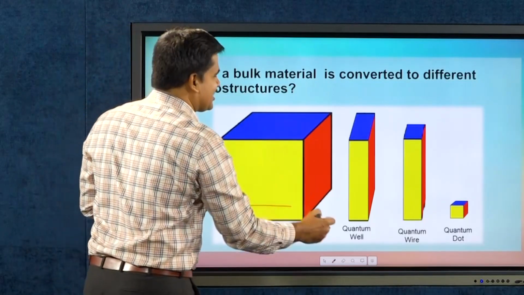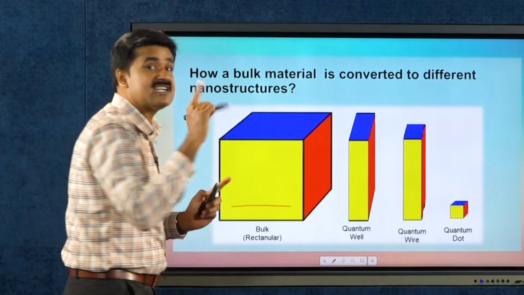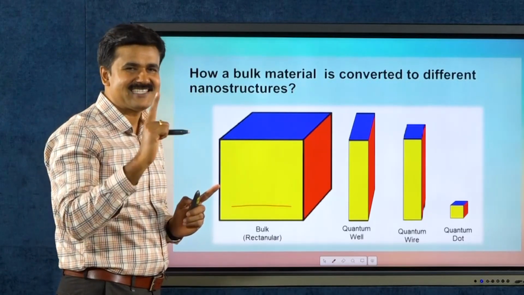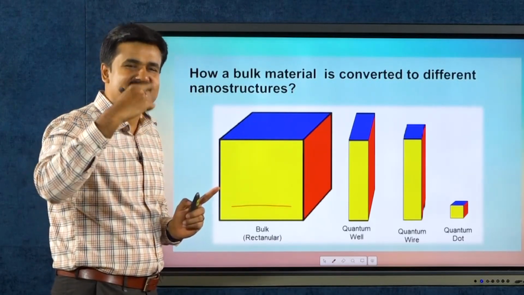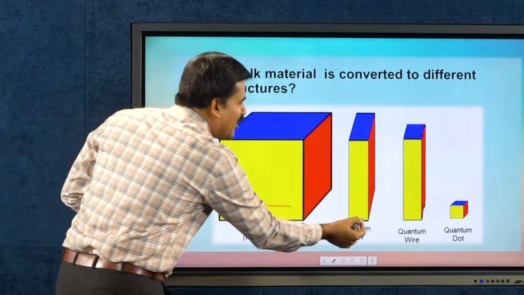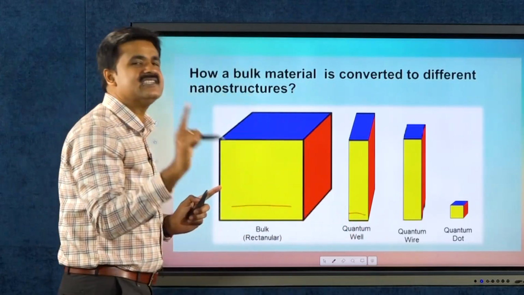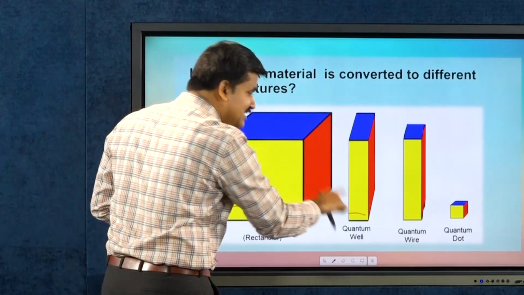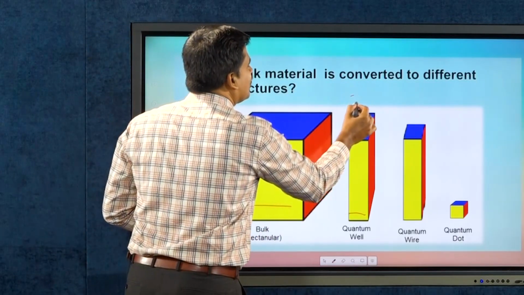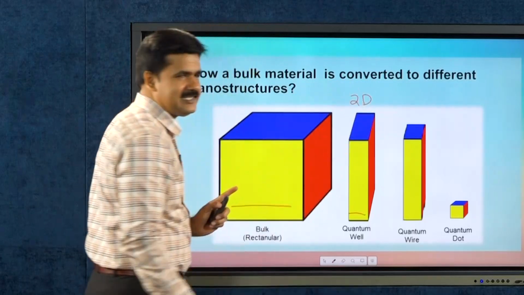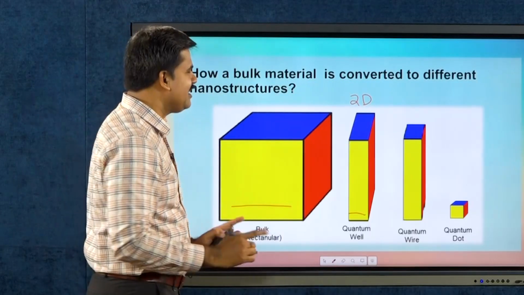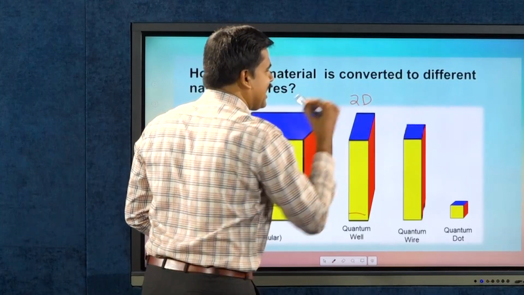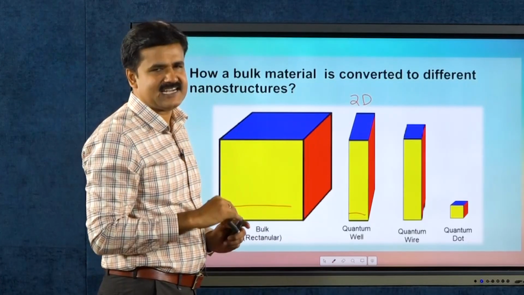Only x direction is reduced to the nano range. See, the other 2 directions, the y and z directions, are still large. That is, 2 dimensions are outside nano and only 1 dimension is inside nano. Since 2 dimensions are outside nano for this arrangement, you can call it a 2D nanomaterial. Again, I am reducing one more dimension, say the Z direction.